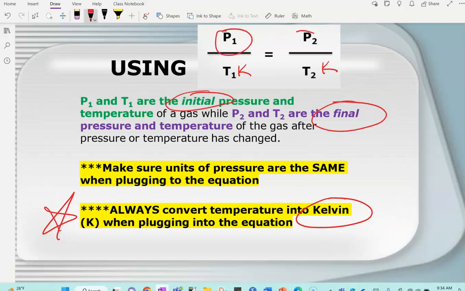They could both be in ATM. They can both be in KPA. However, when it comes to temperature, you can't make both of these degrees Celsius. That won't work. You have to make sure they're both in Kelvin. And you can always convert before and after plugging in, back and forth between Kelvin and degrees Celsius.